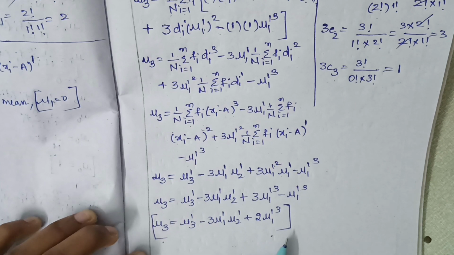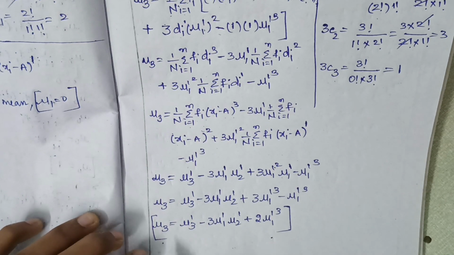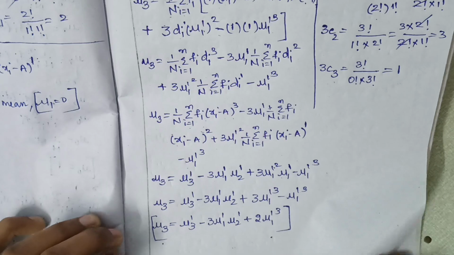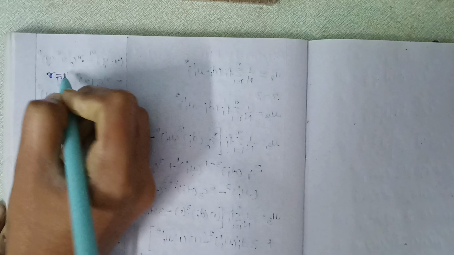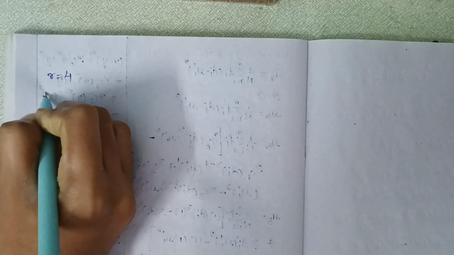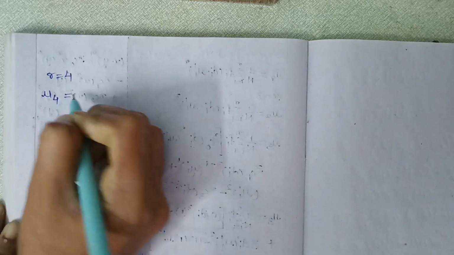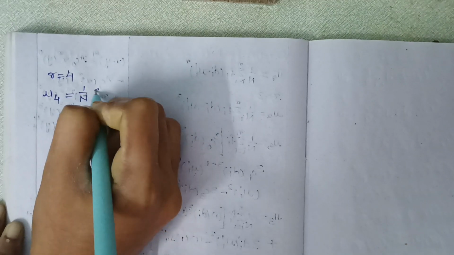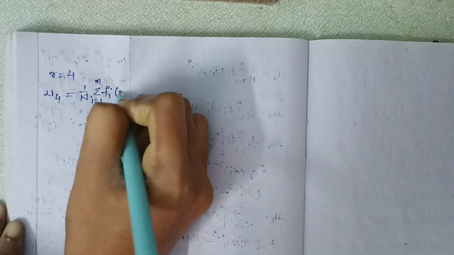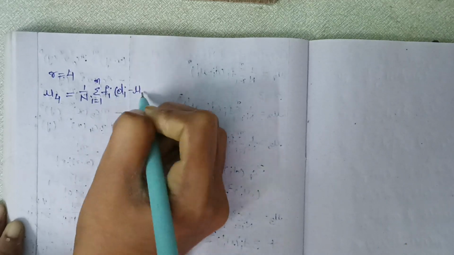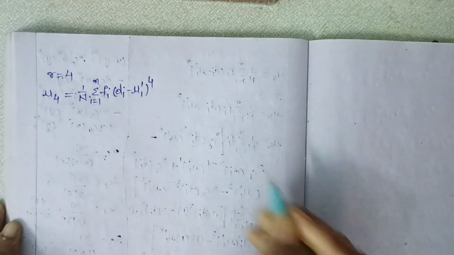So now we are going to see μ4, which is when r is equal to 4. So don't skip it, see it carefully. The calculations may be somewhat confusing. So when r is equal to 4, μ4 = 1/n summation i = 1 to n fi (di − μ1') whole to the power of 4.